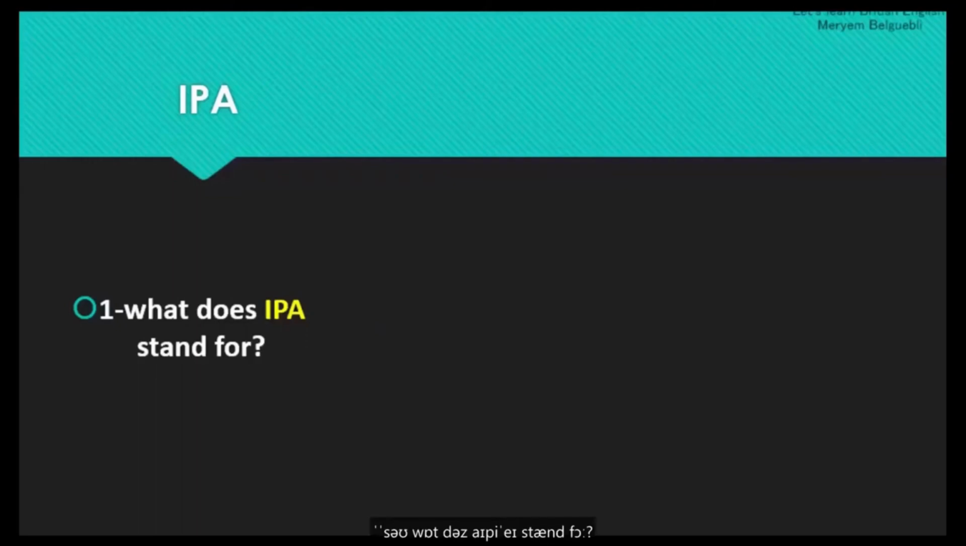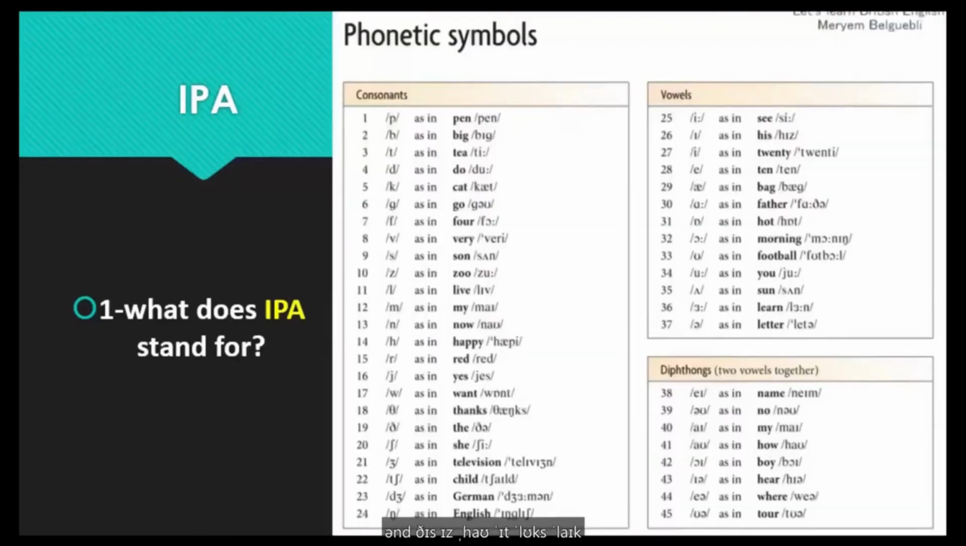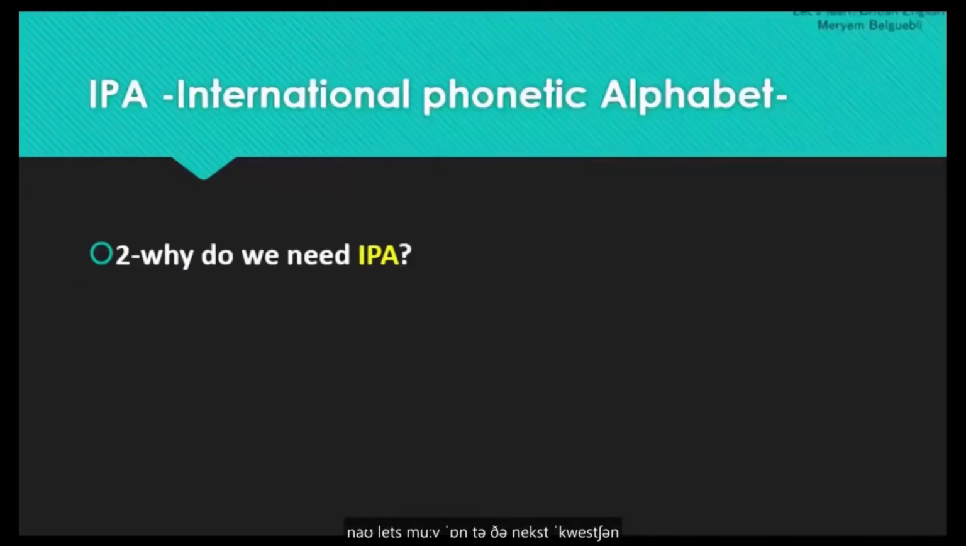So what does IPA stand for? IPA stands for International Phonetic Alphabet, and it's the most important thing that we need to learn. And this is how it looks like. This is the general look. But pay attention that there are certain differences in how to write these symbols, but these won't be an issue for you, for sure. Now, let's move on to the next question.